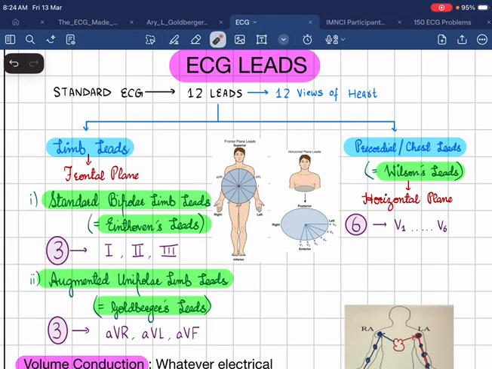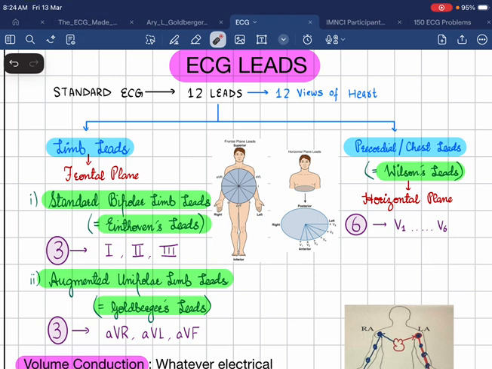Hello everyone. So in this video I'll be talking about the ECG leads. So we place various electrodes on the limbs of the patient and in the precordium region, and we get various electrical pictures of the heart, which is known as the ECG leads. A standard ECG has 12 leads which give the 12 waves of the heart.